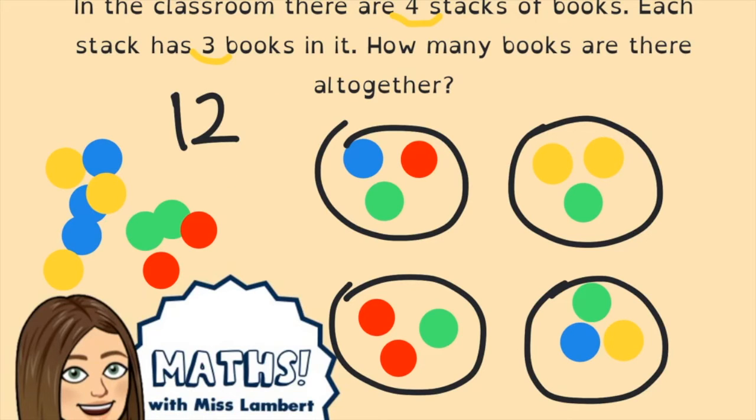In the classroom there are 4 stacks of books. Each stack has 3 books in it. How many books are there altogether? You're going to have some problems coming up. You can use the beans or the counters in class to see if you can make some groups to figure out what the answers are.